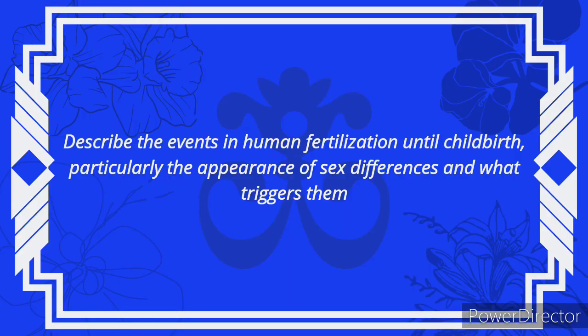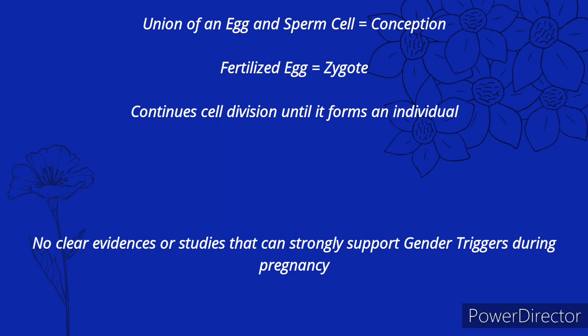Describe the events in human fertilization until childbirth, particularly the appearance of sex differences and what triggers them. First, there should be a union of an egg cell and a sperm cell to start the process, resulting in a zygote that is undergoing cell division to continually form an individual. And as to what triggers the gender differences during pregnancy, well, sadly, there aren't many concrete evidences or studies that can explain what triggers these gender differences in babies.